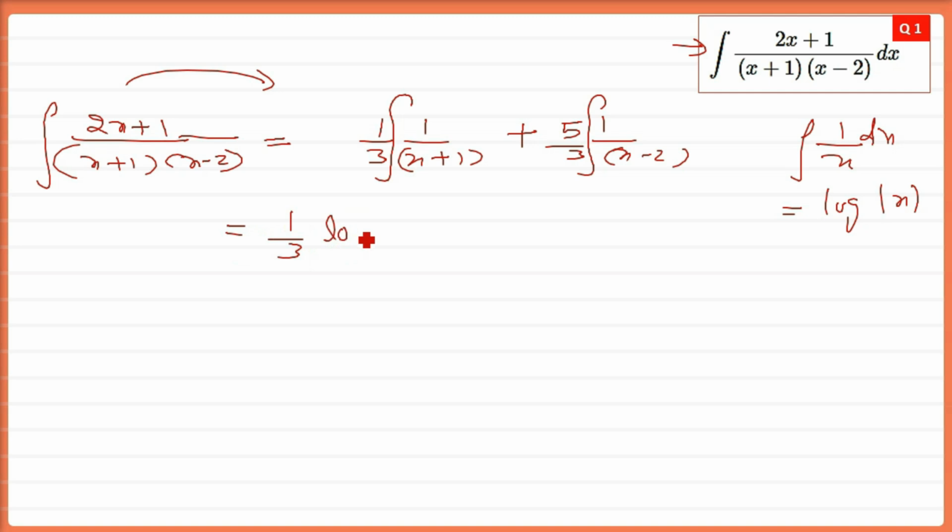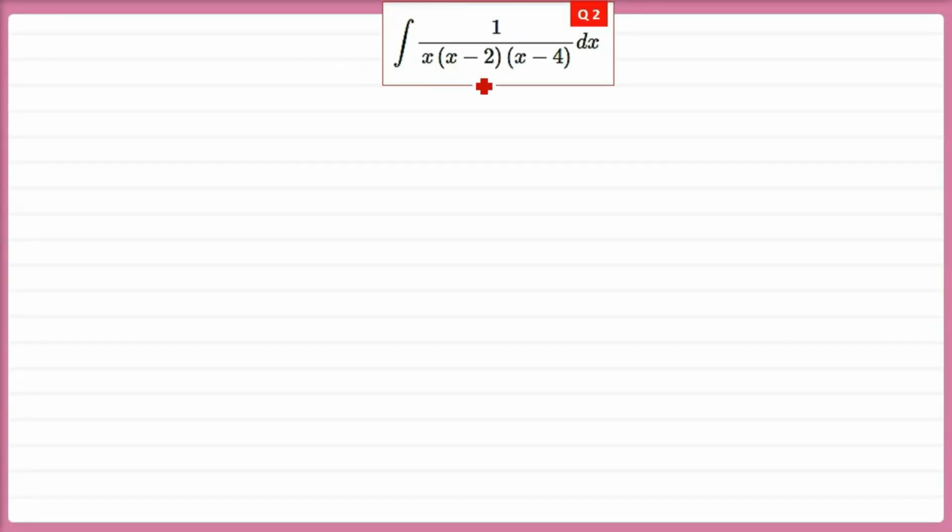Now 1 by 3 is there, 1 by x plus 1 is log modulus of x plus 1. Then we have 5 by 3, and this will be log modulus of x minus 2. We cannot afford to have a negative value inside, and plus a constant of integration. So this is how you're going to integrate. Now we'll do 1 by x, x minus 2, x minus 4 using integration by partial fractions. How do we write this?